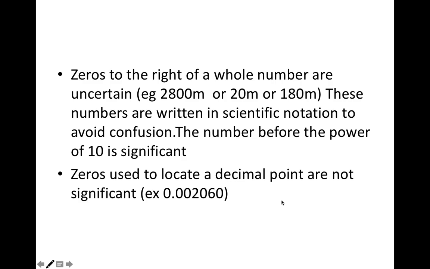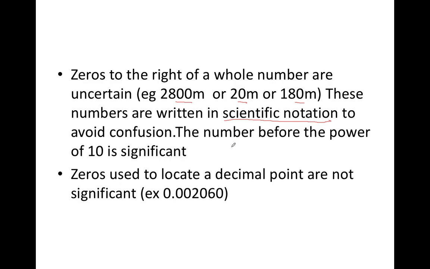Zeros to the right of a whole number are uncertain. So for example, 2,800 meters or 20 meters or 180 meters, the 0 could be significant or it could not be. It could be an estimate or it could be a measured number. It's not clear when it's written like this. These numbers are usually converted into scientific notation to avoid confusion.